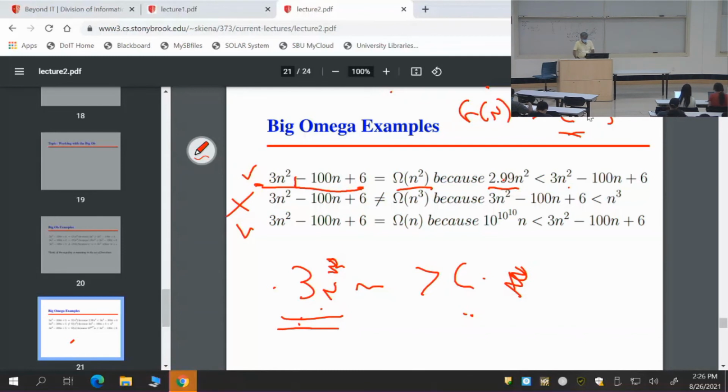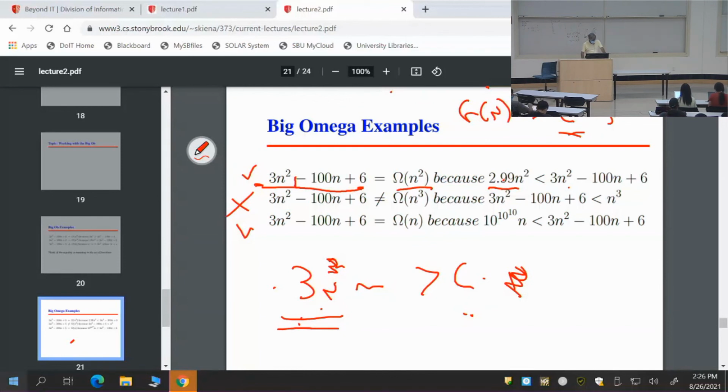Can a constant be zero? The answer is no. Weird things happen with a constant being zero that defeat the whole purpose of it. So the constant has to be greater than zero, but that leaves you a lot of room here.